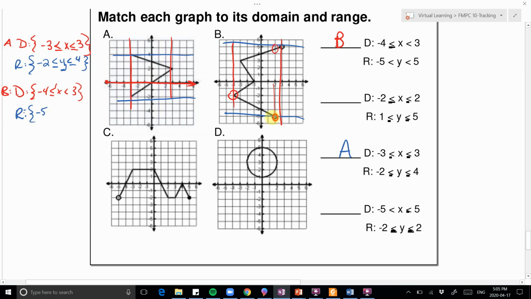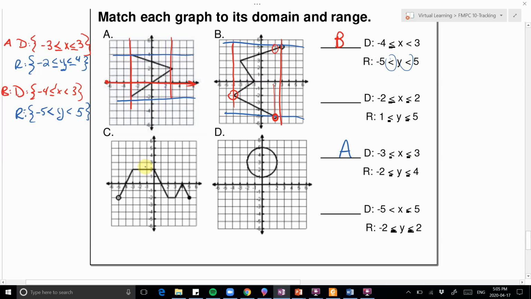And because that's an open dot, that's not going to be a part of our data set. And we're dealing with y because we're looking at range, and we're going to go up to 5. And once again, open dot, not a part of our data set. And that's what we see here with no lines, because those are not a part of the data set.